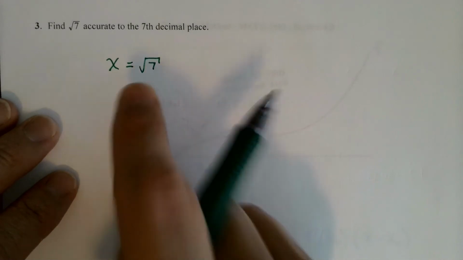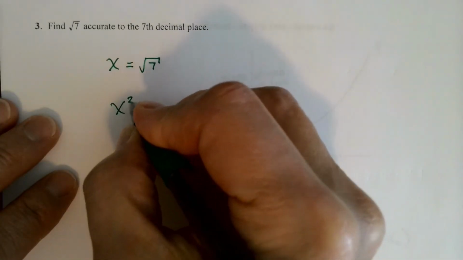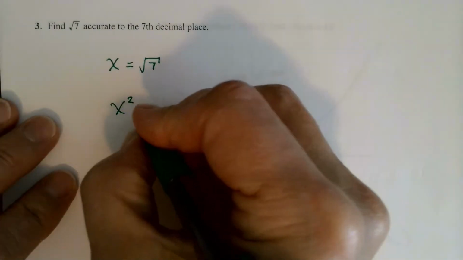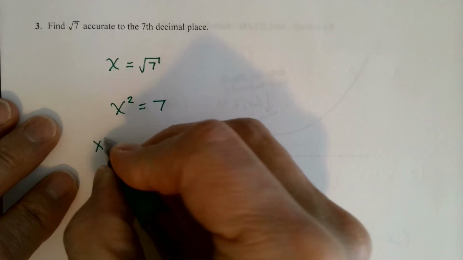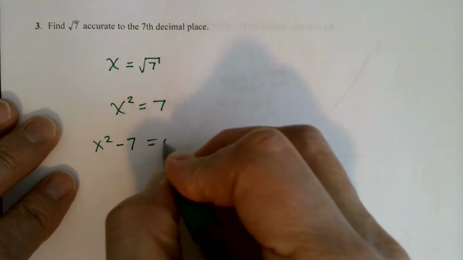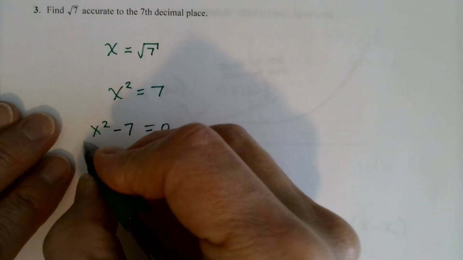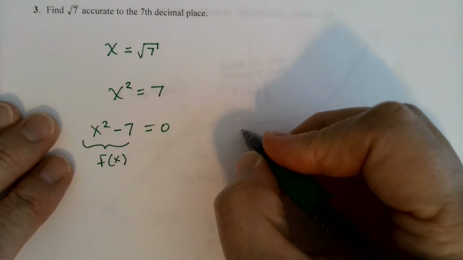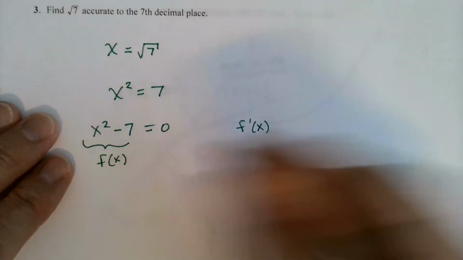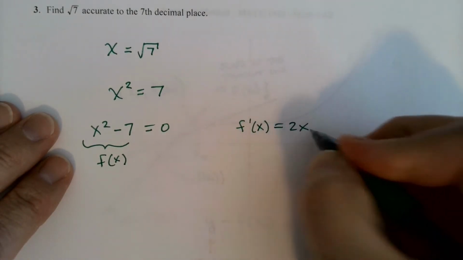If x is equal to the square root of 7, what's x squared equal to? If I square both sides of this equation, x squared equals 7. Now I can say x squared minus 7 equals 0, like I just did with the equation, and this is my new f of x. Therefore, f prime of x is what? The derivative of x squared minus 7 is 2x.